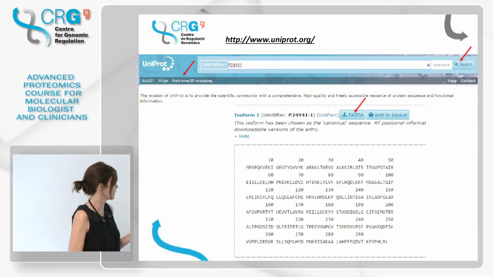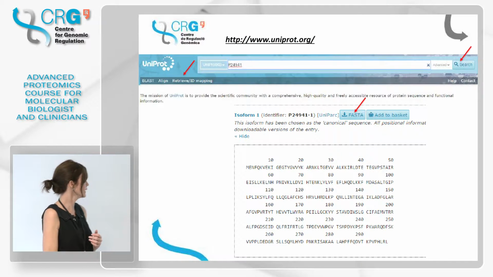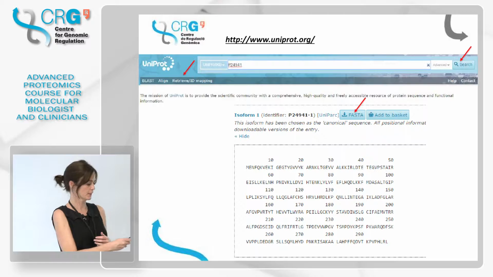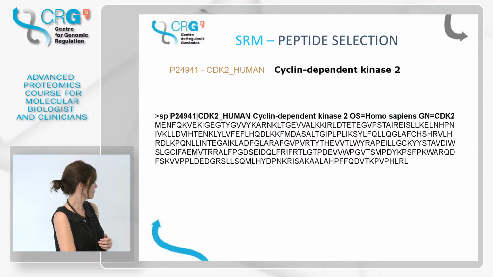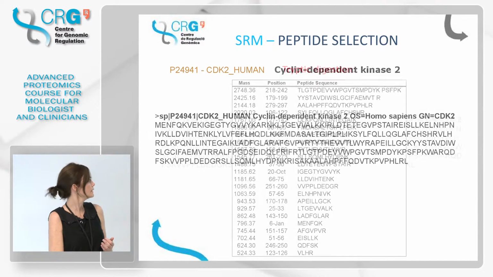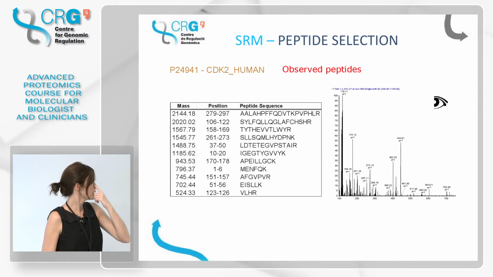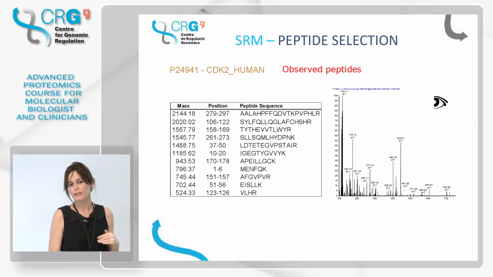Here is an example of one protein. If you go to UniProt and download the FASTA file for this protein, this is the sequence. In this case, it is CDK2. Then you do in silico digestion, and you can see all the tryptic peptides that could be your candidates to monitor in SRM. Then you see, out of these peptides, which ones do I see in my mass spectrometer? And the list gets shorter.